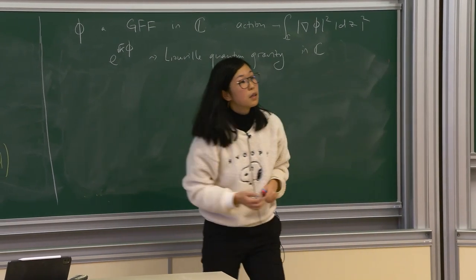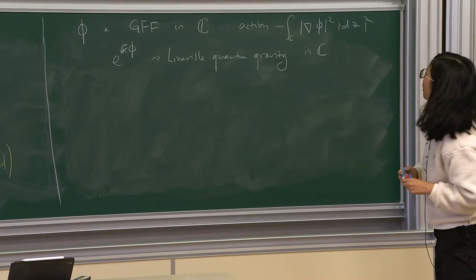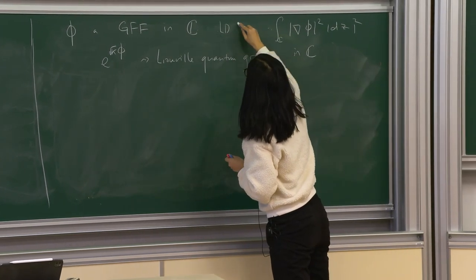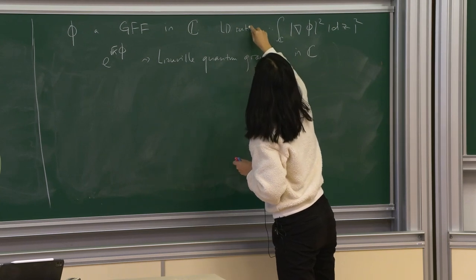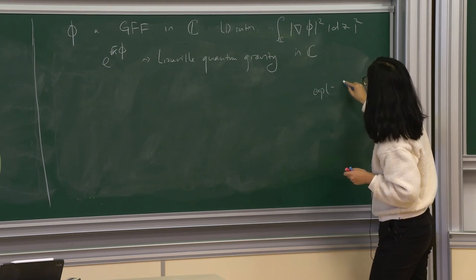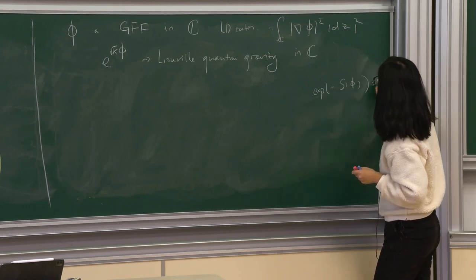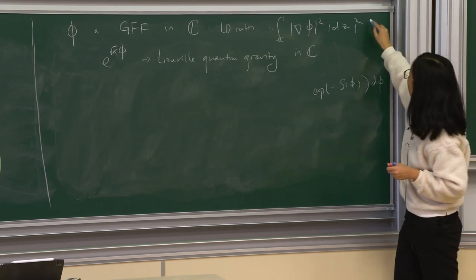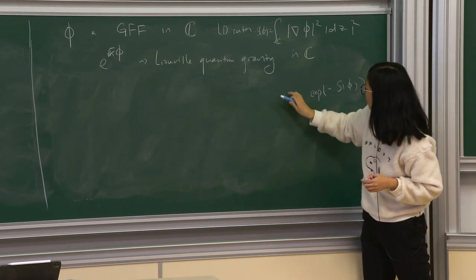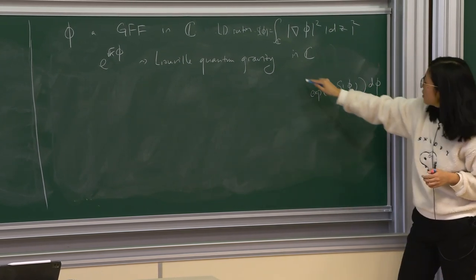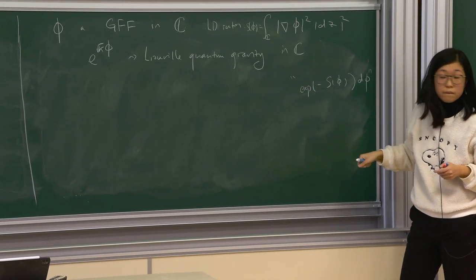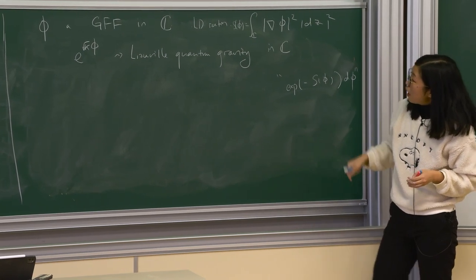Sorry, so you mean you put that in the action? Or what is it there? Oh, here, let's just say the large deviation rate function. The density will be e to the minus S of phi. So S of phi is this. The d phi is supposed to be the probability measure for the Gaussian free field. So what do you mean by e to the square root of capital phi?